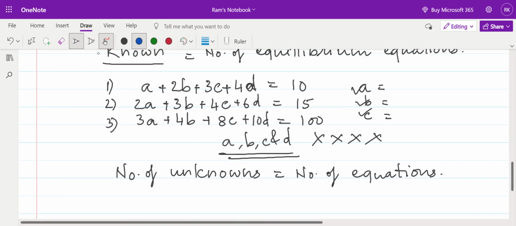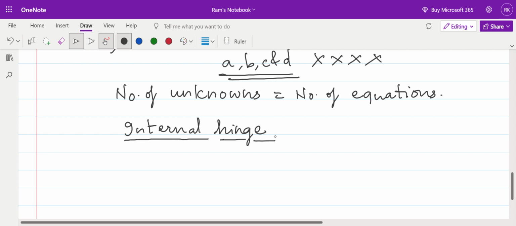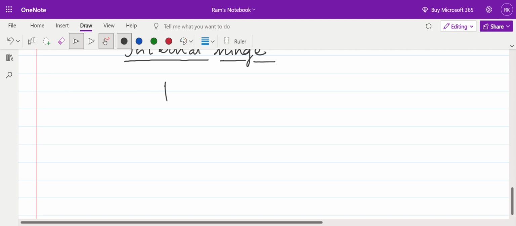But my friends, let me tell you one thing. There is a concept called internal hinge. Let's understand the concept of internal hinge. Let us say this is a propped cantilever. I will take the example of a propped cantilever. Here it is roller, and let us say there is an internal hinge in the structure. I will say this is an internal hinge in the structure.